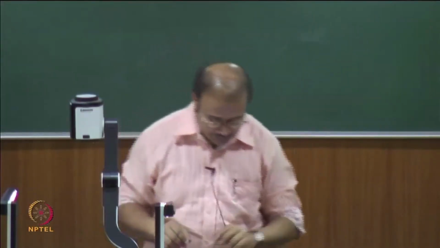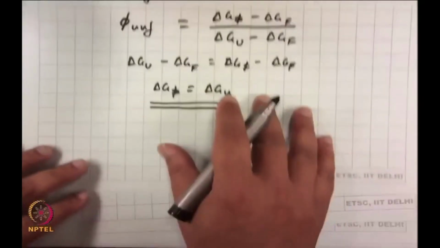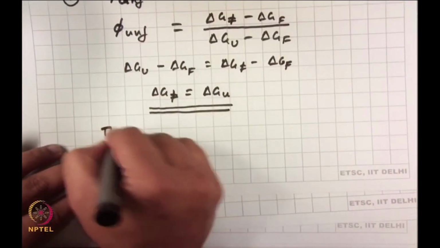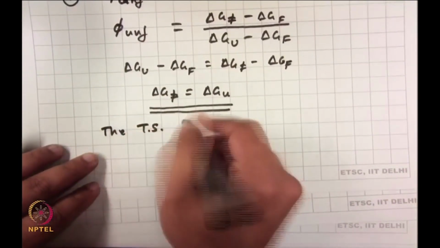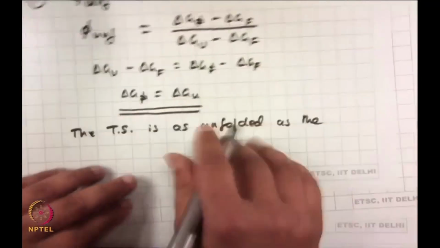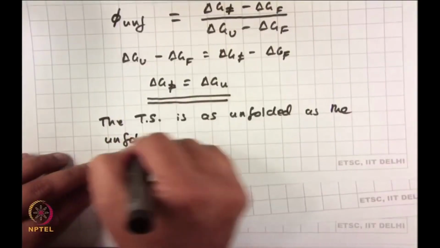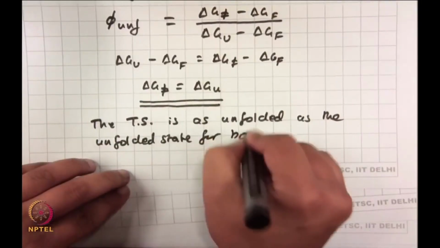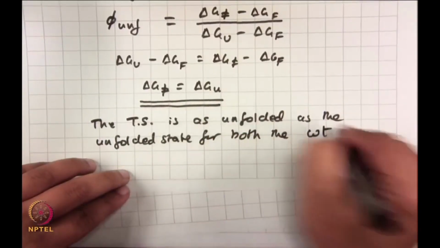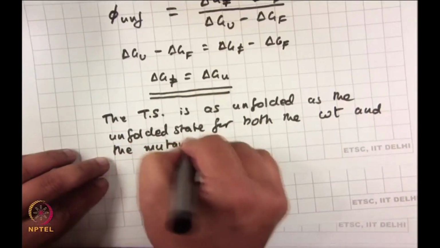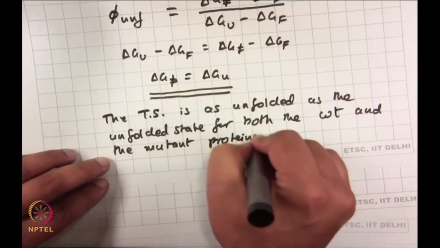Is it clear? So, I can say based on this, the Ts, which is the transition state, is as unfolded as the unfolded state for both the wild type and the mutant proteins.